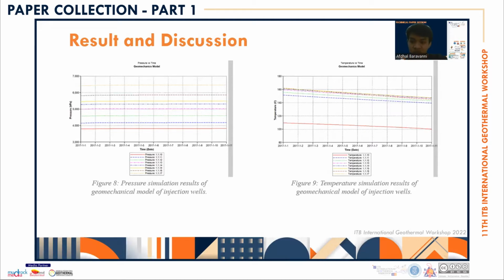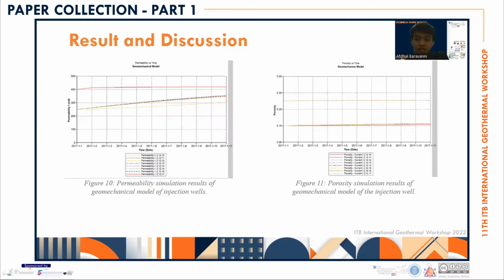There is an increase in formation pressure after injection, as you can see in these figures. However, due to the cold injection at a temperature of 20 degrees Celsius, there was a decrease in the formation temperature. The simulation results of permeability and porosity in the model are shown in these figures.